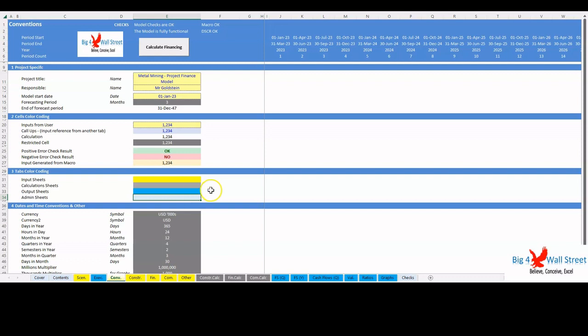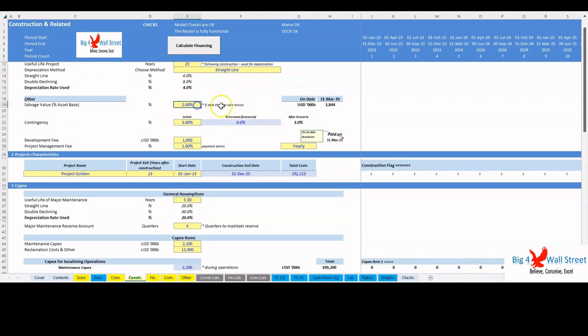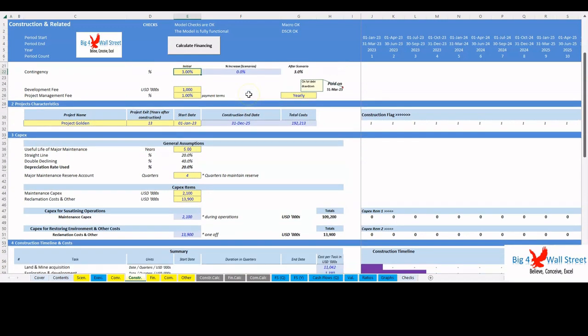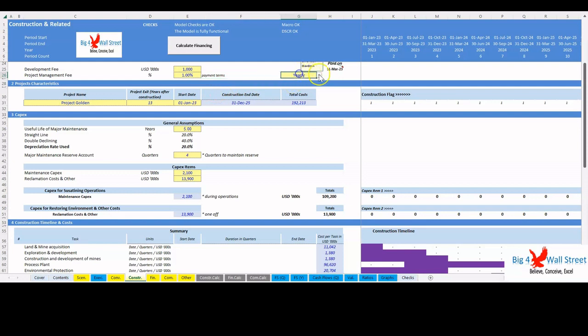The construction tab contains the main investment assumptions, such as useful life of the project, depreciation method. The user can choose between straight line and double declining, the salvage value at the exit of the investment, the contingency percentage which will increase the baseline construction costs. Furthermore, the user sets in this tab the development fee, which is paid when the debt is drawn, the project management fee as a percentage of construction costs. This fee can be paid on an annual or quarterly basis.